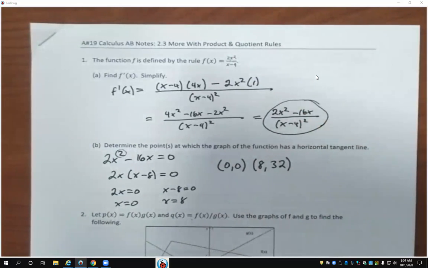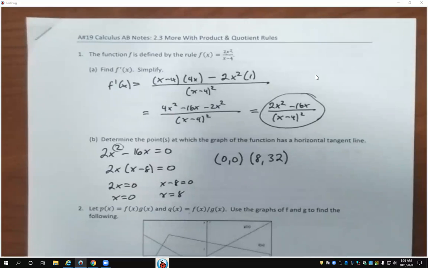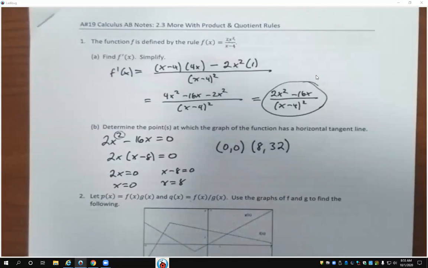If this is a calculator question, we're not even going to do this. We're going to go right to the calculator, and the calculator is going to do the work for us by finding those two points, the min and max, or min or max. They could be both mins.